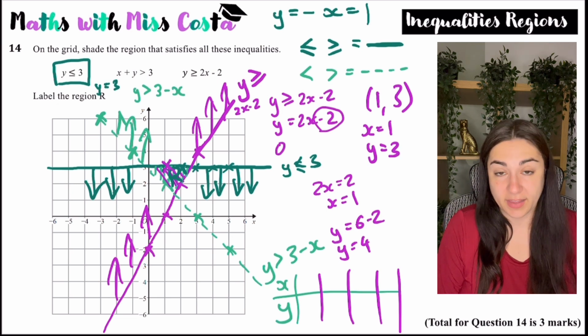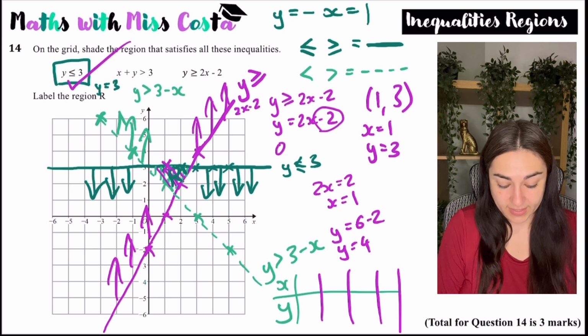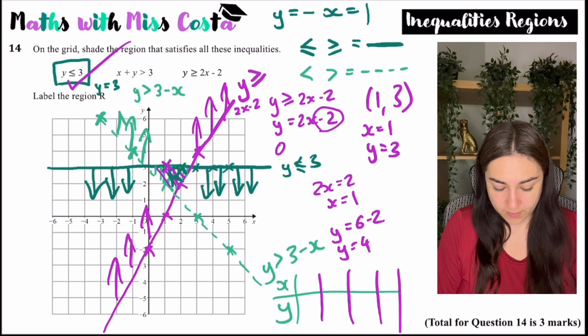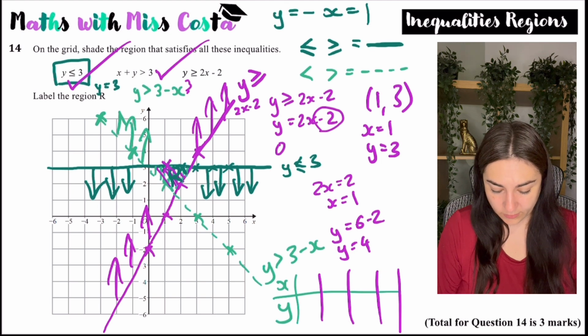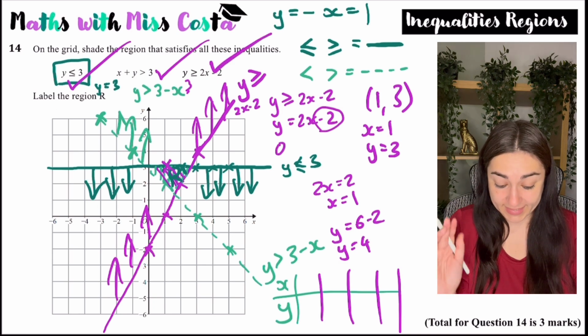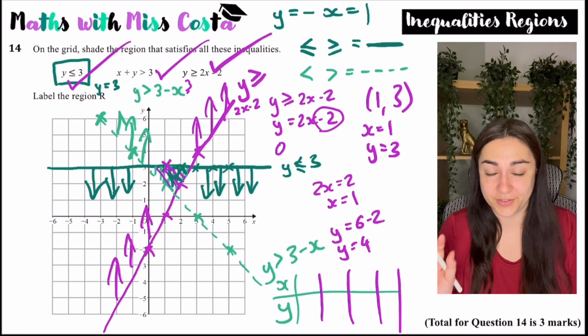Does that satisfy the inequality y is less than or equal to 3? Yes. 1 plus 3 is greater than 3. Yep, that works. 3 is greater than or equal to 2, take away 2. Yes, 3 is greater than 0. So it satisfies all of the inequalities, and that's how you can double check.